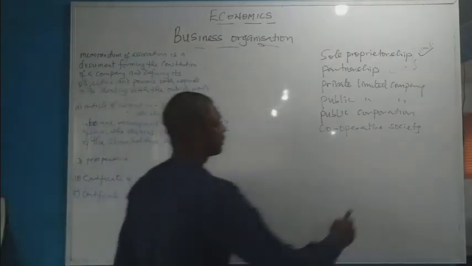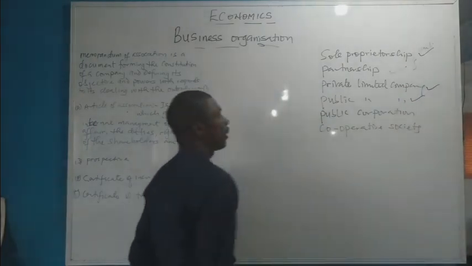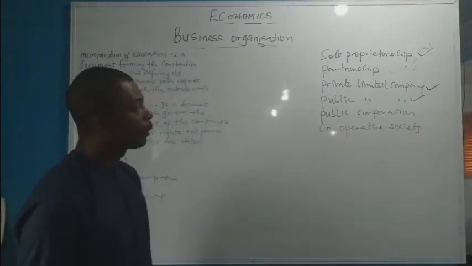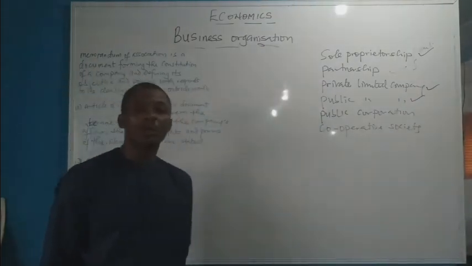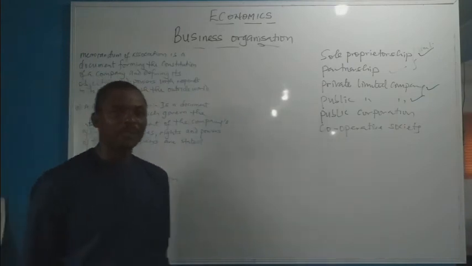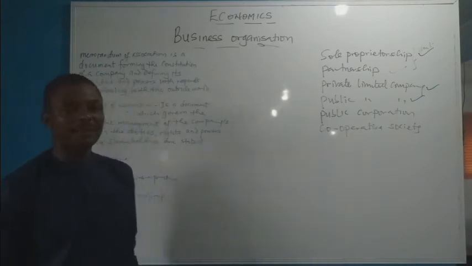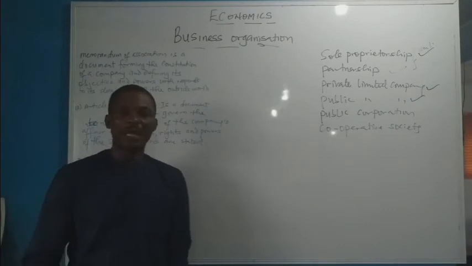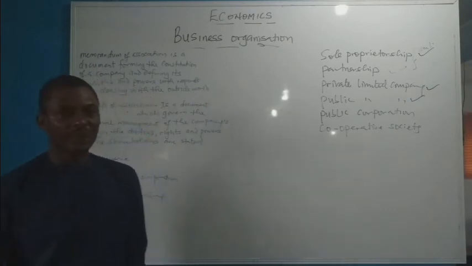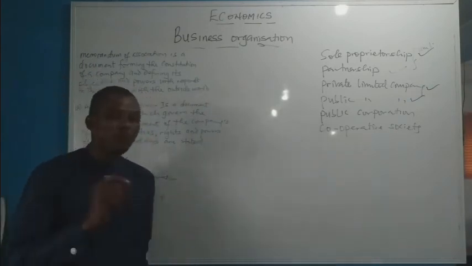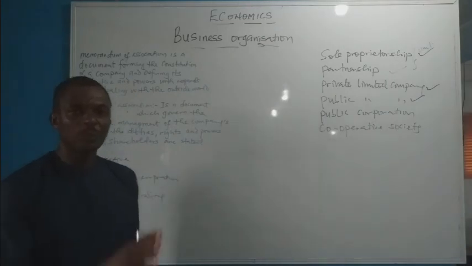So that's the private and the public limited liability company. Now we are done with these ones. Now we'll go straight to public corporation. Now, what's a public corporation? A public corporation, otherwise known as a public enterprise, is a business owned, managed, and financed by the government with the aim of providing essential services. It is a non-profit organization. They are not interested in making profits.